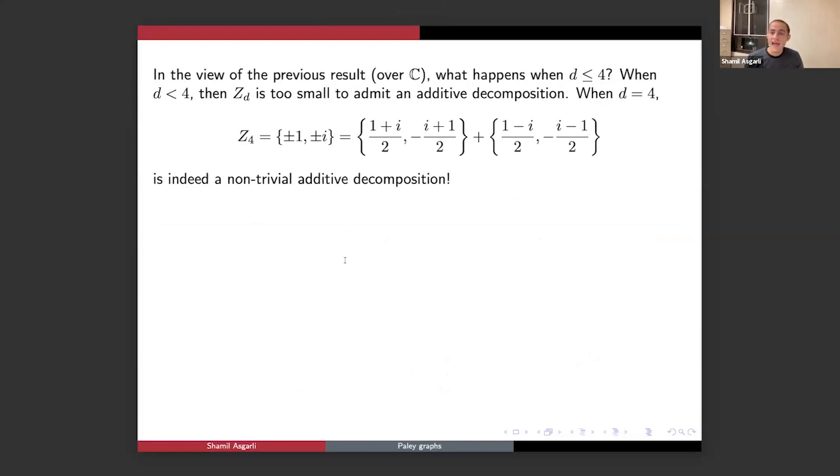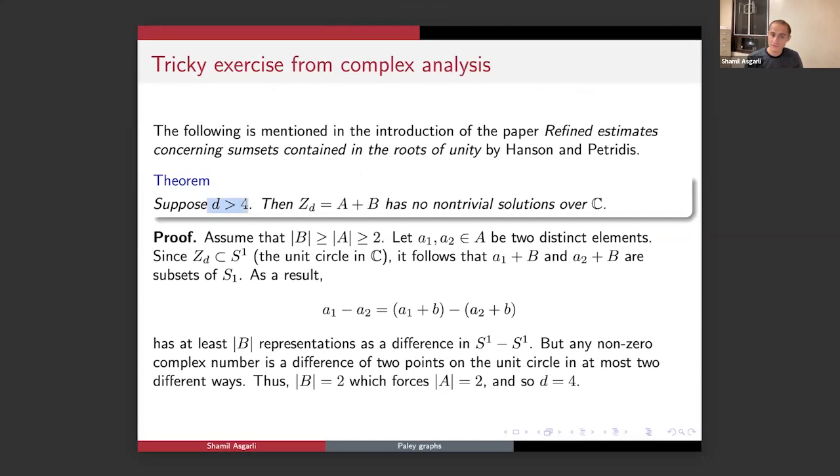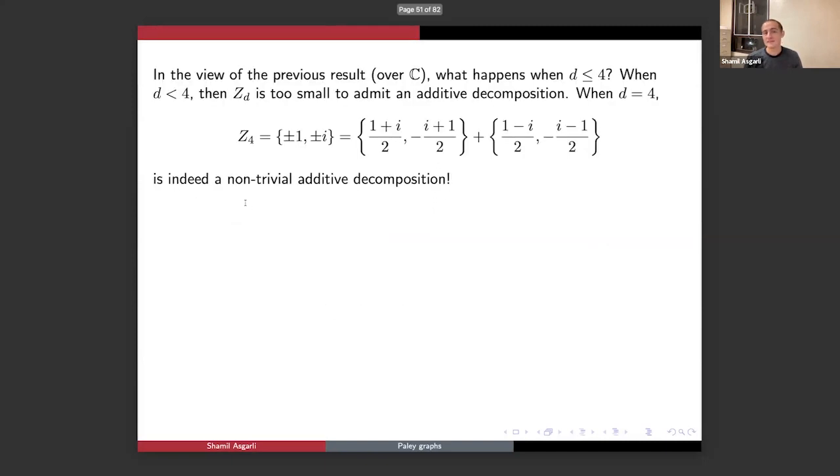Now, what happens when D is at most 4? So this result was about D bigger than 4. And what happens, we're dealing with a complex plane and D is at most 4. Well, when D is less than 4, then there's no way it can admit an additive decomposition, because if D is strictly less than 4, then ZD is too small. It's just too small. But amazingly, when D is 4, so that means you're looking at the 4th root of unity in the complex plane.